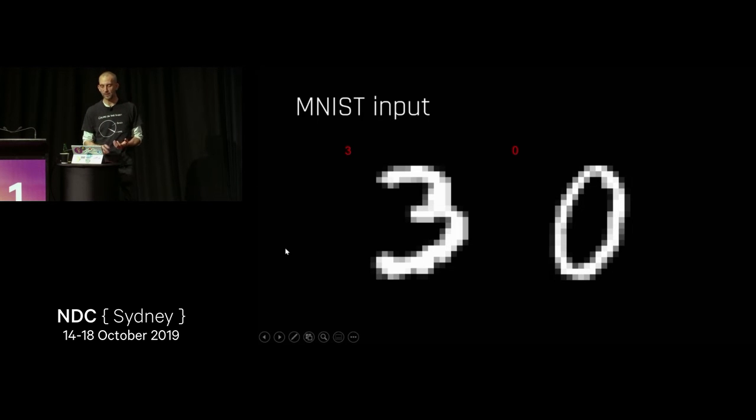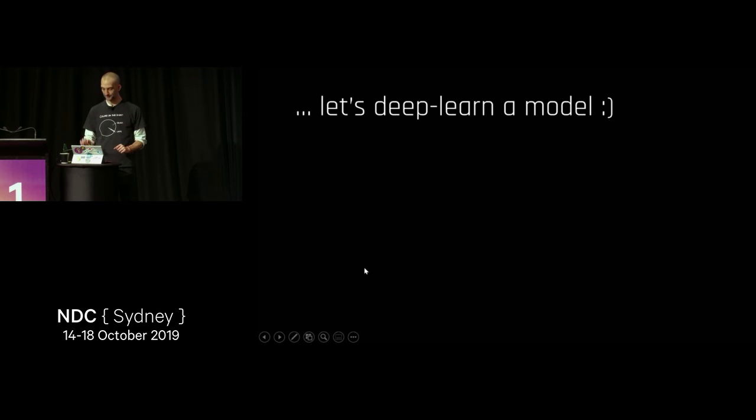So the input we have is a bit more complicated than before. These are images which look like this, grayscale, and they're written by humans, so they're not particularly clean. And what we want is, if you give me a 3, I want the system to tell me this is a 3. So let's do this.